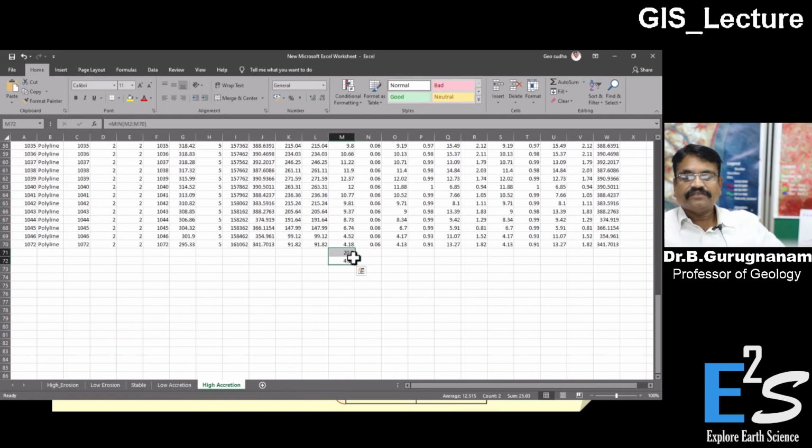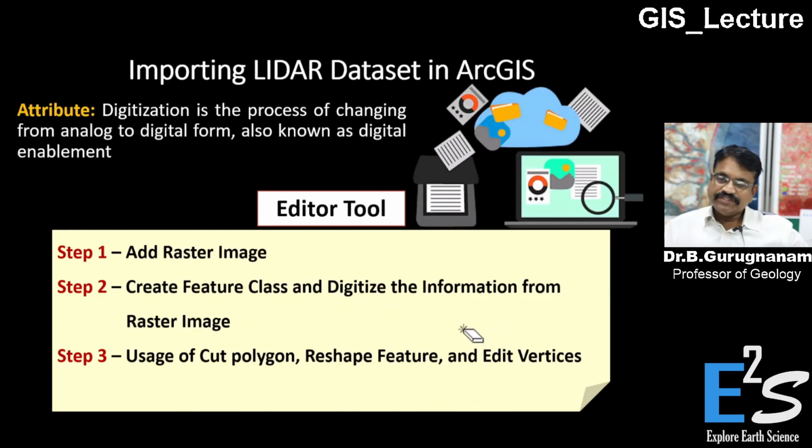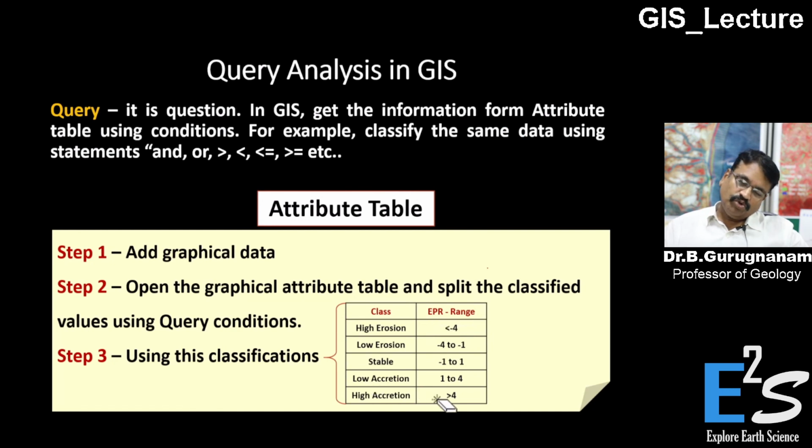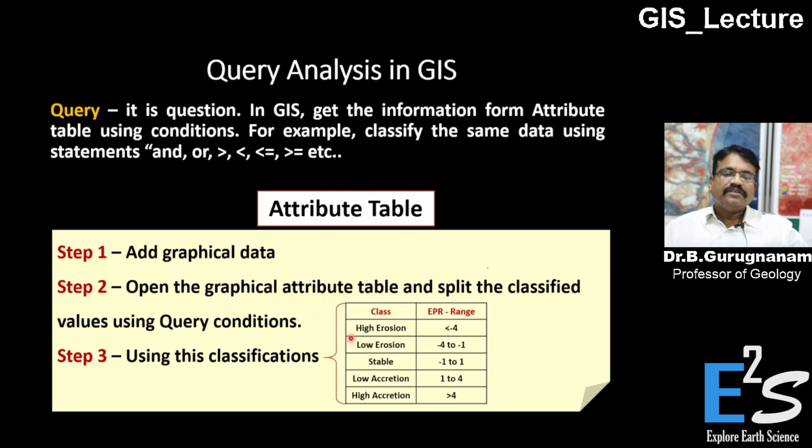Yes, it is correct. So this is how query analysis is carried out in GIS, and you can do plenty of operations using this because many combinations are there, like and, or, greater than, more than. Now we have explained with this data. With this, the query analysis in GIS, how to do it in ArcGIS, has come to an end. I thank you.